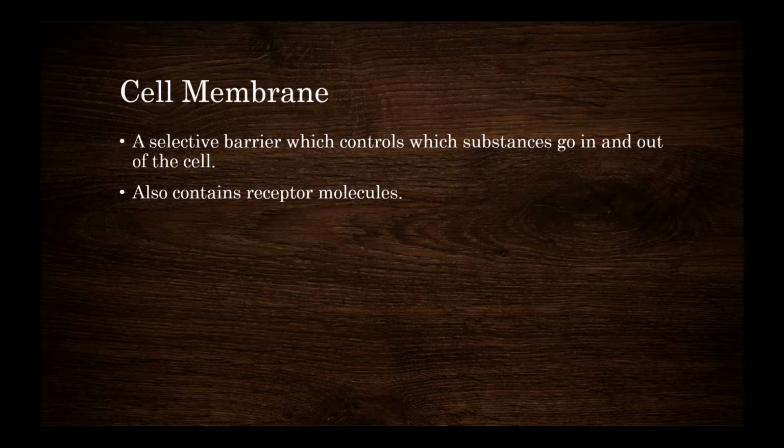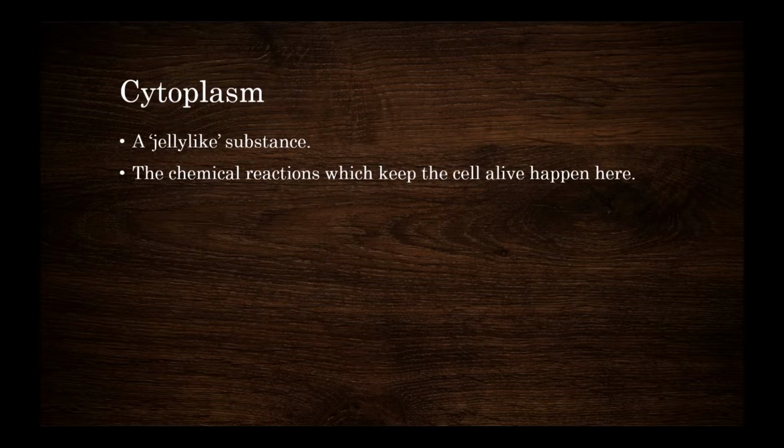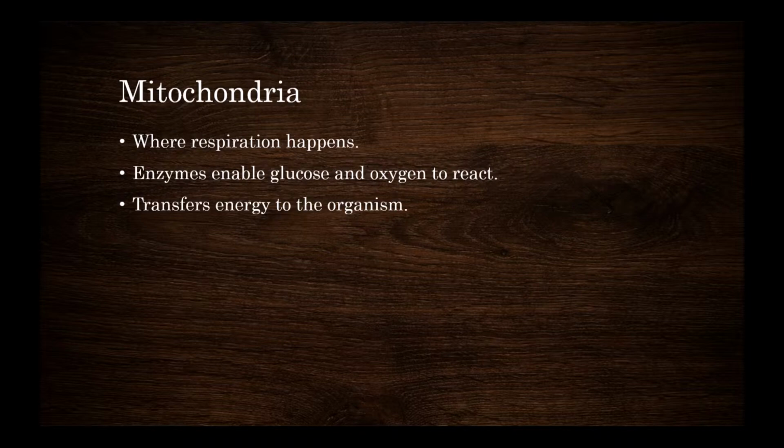The cell membrane is a selective barrier which controls which substances go in and out of the cell, usually by diffusion, and it also contains receptor molecules. The cytoplasm is a jelly-like substance, which is where the chemical reactions which keep the cell alive happen. And then the mitochondria is where respiration happens, so it's often known as the powerhouse of the cell. Enzymes enable glucose and oxygen to react, and it transfers energy to the organism.